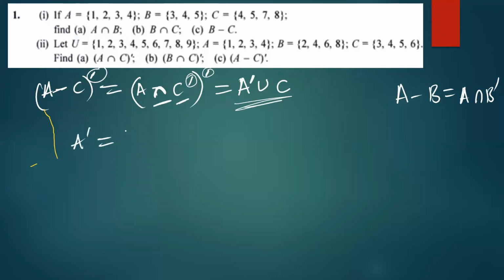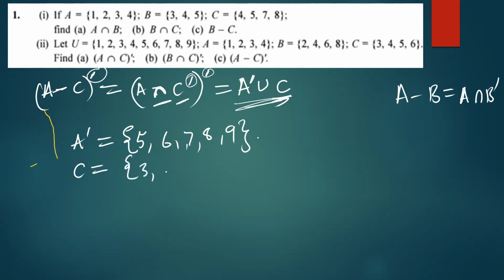So A complement is going to be equal to, we list all the elements that are in the universal set, excluding those that are in A. In A we have 1, 2, 3, 4. So our A complement will start from 5, then we have 6, 7, 8, and 9. So this is our A complement. Now we have to also list set C. Set C has been given to be 3, 4, 5, 6. And this is our set C.